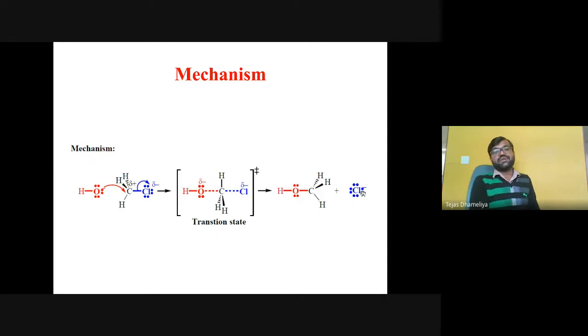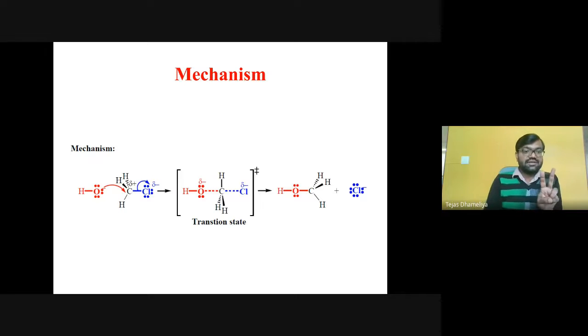And this is what is actually called the reaction mechanism of substitution nucleophilic bimolecular reaction. Why is it called bimolecular? Because the rate determining step of the reaction is this one, RDS. This is the attack of hydroxide ion and the departure of Cl minus. That is the rate determining step.